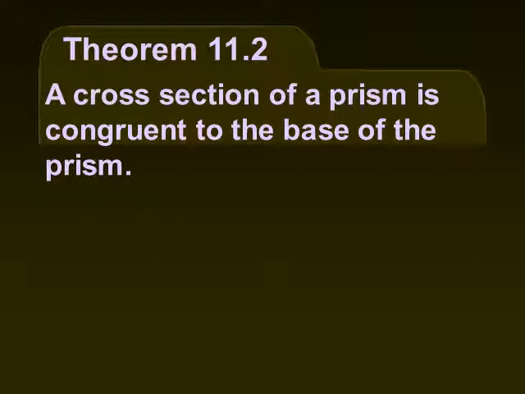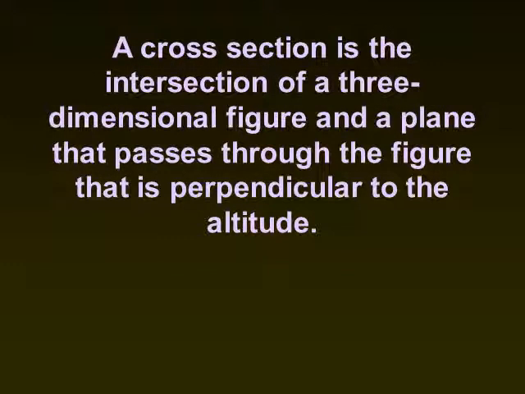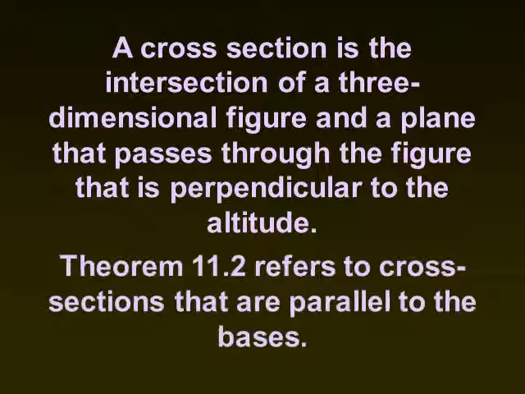A cross section of a prism is congruent to the base of the prism. So that's the official definition of cross section. A cross section is the intersection of a three-dimensional figure and a plane that passes through the figure that is perpendicular to the altitude. Now, we haven't talked about altitude in a while, but it is a synonym for height. Theorem 11.2 refers to cross sections that are parallel to bases, but let's talk about what an altitude is.